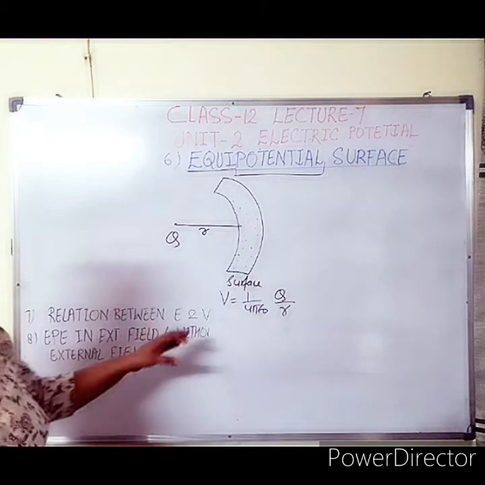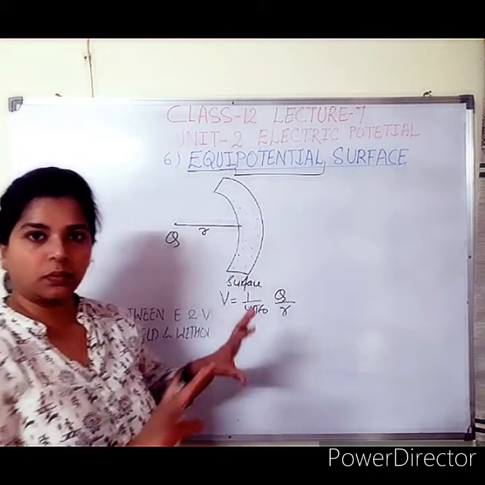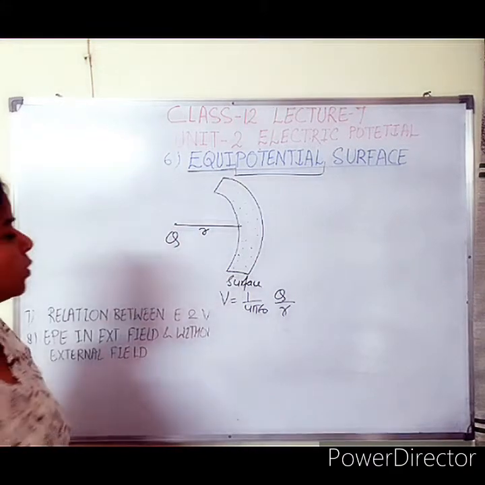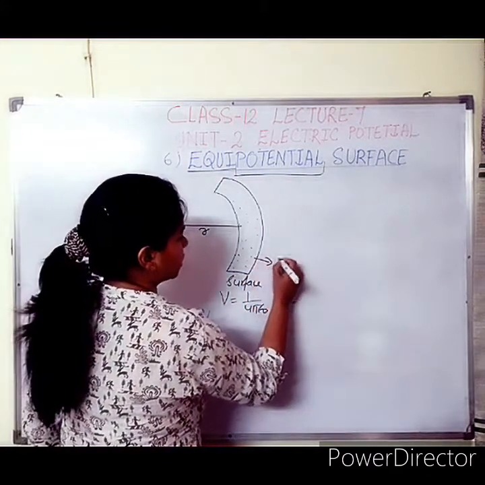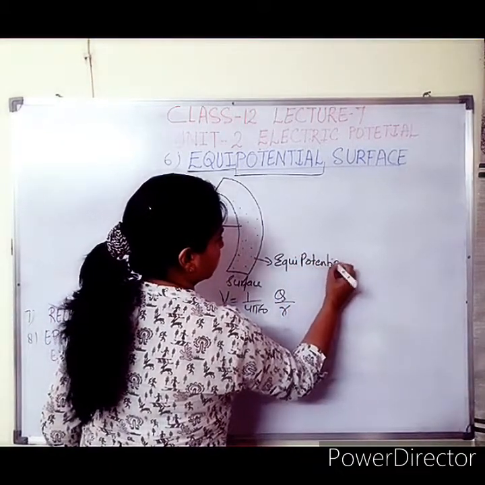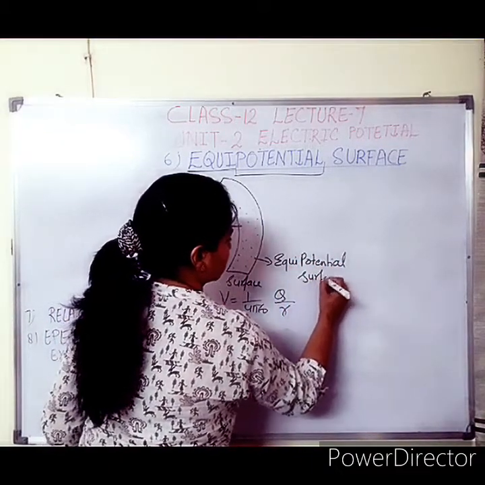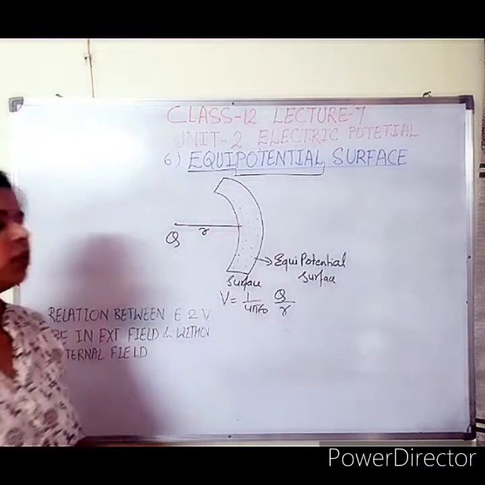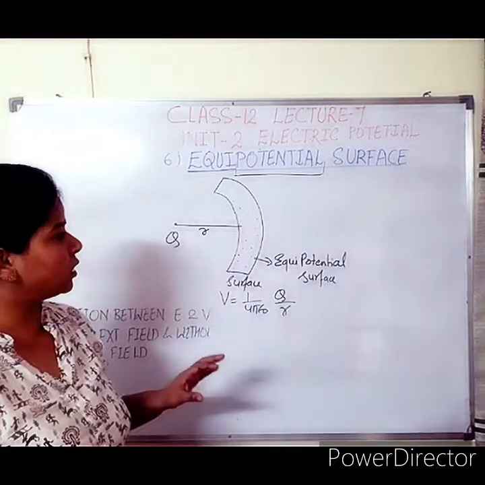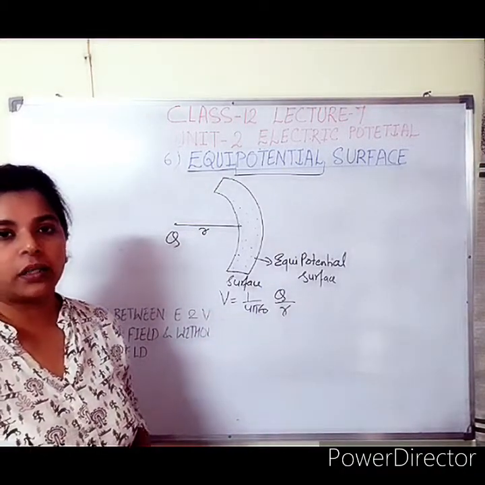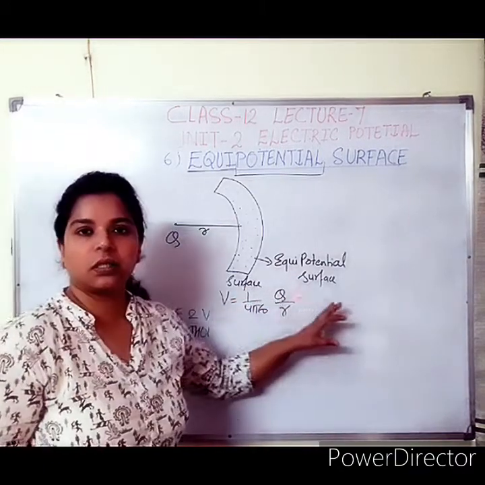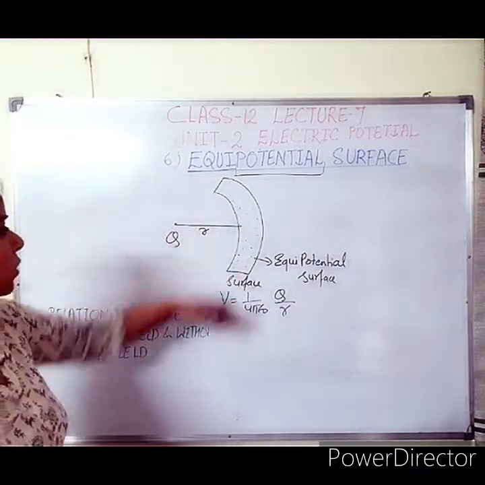So we can say that potential at all the points in the three-dimensional space is same. So that is why this surface is called equipotential surface. We can define it as the surface in which electric potential is same at all the points over the surface is called equipotential surface. So this one is equipotential surface.